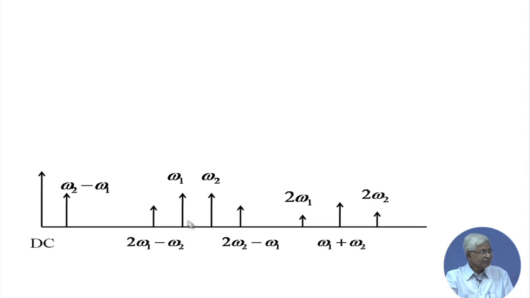So, if there are two frequencies omega 1 and omega 2 in the frequency plot, near DC something will be generated, omega 2 minus omega 1 will be generated very near to DC, then 2 omega 1 minus omega 2 and 2 omega 2 minus omega 1 are generated near omega 1 and omega 2, that is, the two fundamentals. 2 omega 1 and 2 omega 2 will be generated far away, and then there will be omega 1 plus omega 2, another carrier. So, like that many, I can say, spurious signals are generated.